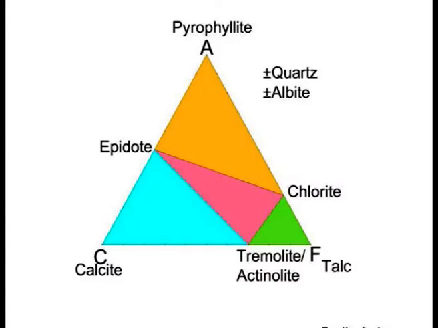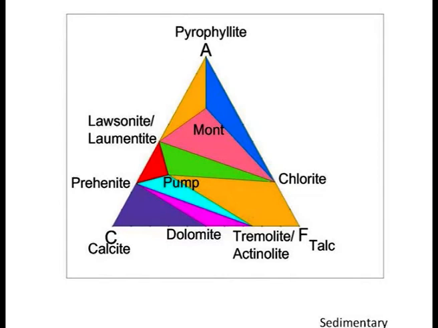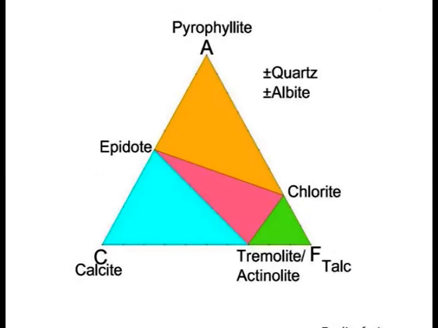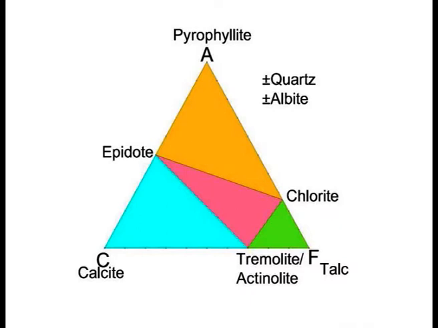The disappearance of lawsonite, laumontite, prehnite, pumpellyite, montmorillonite, kaolinite marks the upper limit of zeolite facies and also the lower limit of greenschist facies. Greenschist facies. The greenschist facies include the common product of low-grade, regional and dislocation metamorphism. The beginning of greenschist facies is characterized by the following reaction. Kaolinite plus quartz gives rise to pyrophyllite.